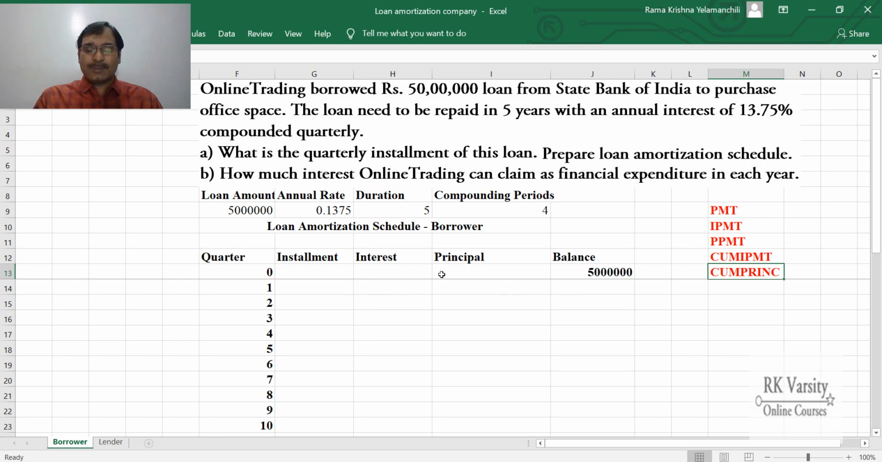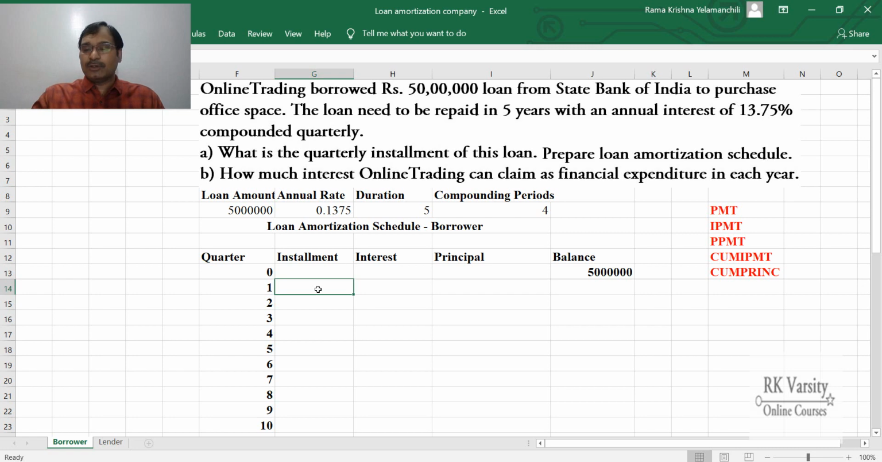So here I prepared a schedule. We start with the quarters. It starts with 0 when a loan is borrowed. We said duration is 5 years and 4 compounding periods. That means there will be a total of 20 payments. So here I tabulated 20 payments. Then your installment amount is your quarterly installment. Interest amount, that is a proportion or part of the installment amount which is paid towards interest. Then principal amount, part or proportion of the installment amount which is paid towards principal. Then the balance outstanding.